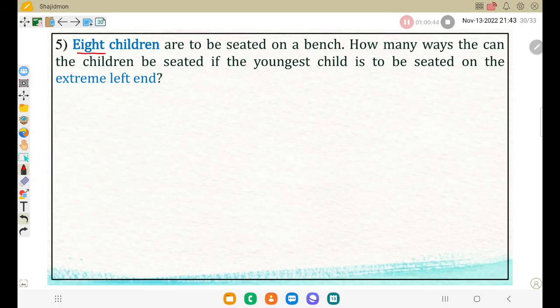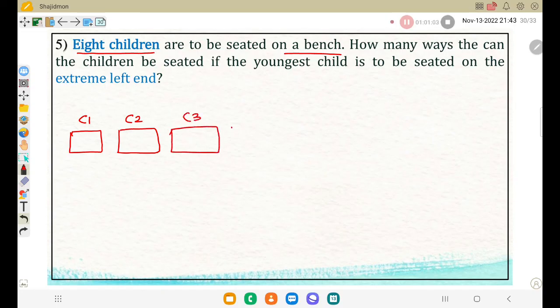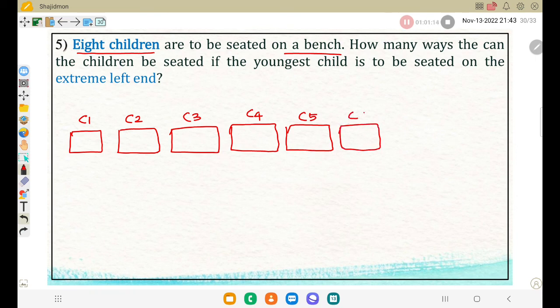Okay, this is question number 5. There are 8 children to be seated on a bench. We have 8 children. For example, this is child 1, 2, 3, 4, child 5, 6, 7 and 8. Okay, now read the question.